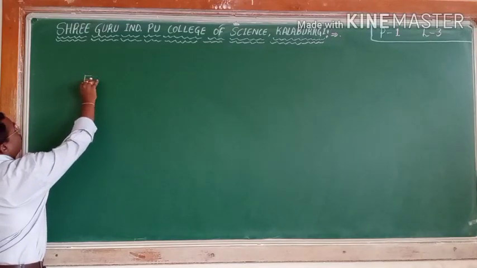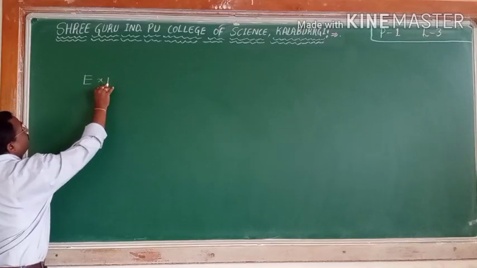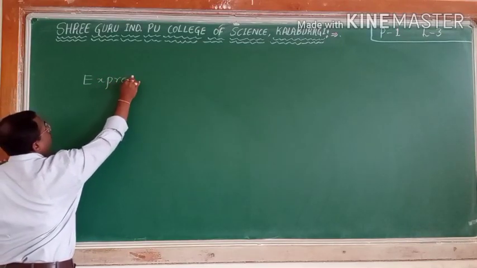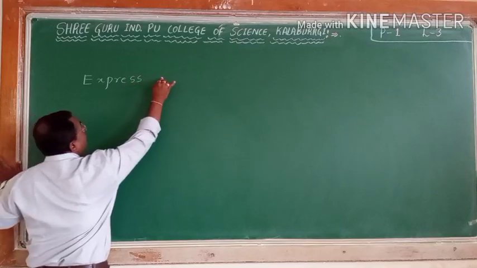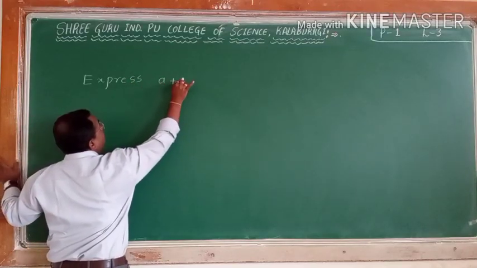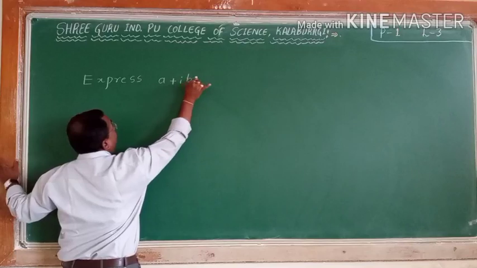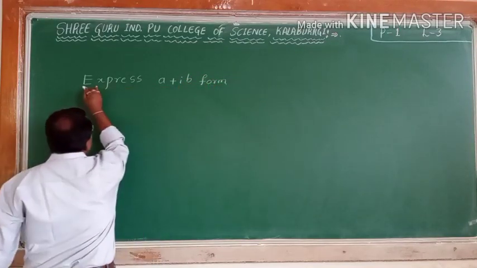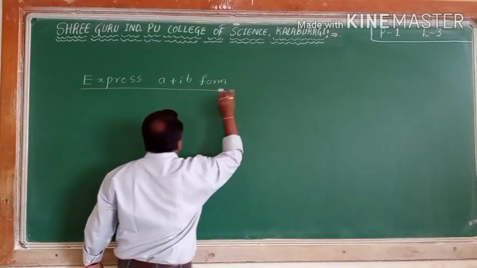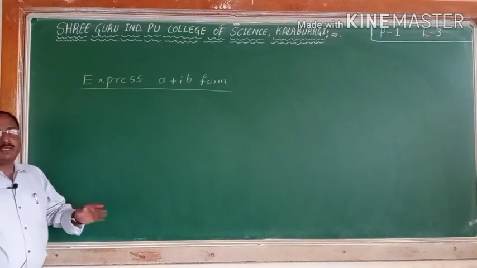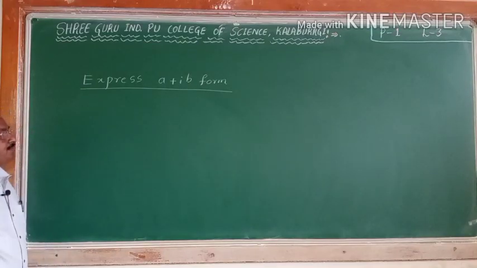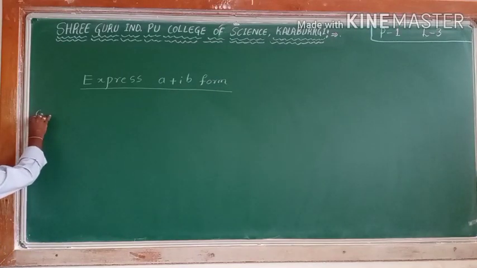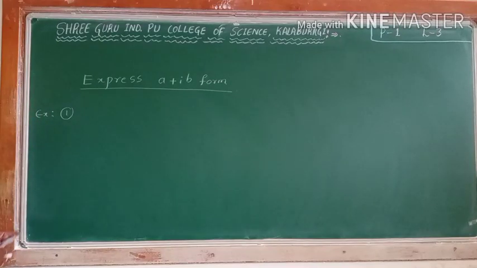Express in a plus ib form. Express in a plus ib form the following complex numbers. That is example number 1. Example number 1: express in a plus ib form.